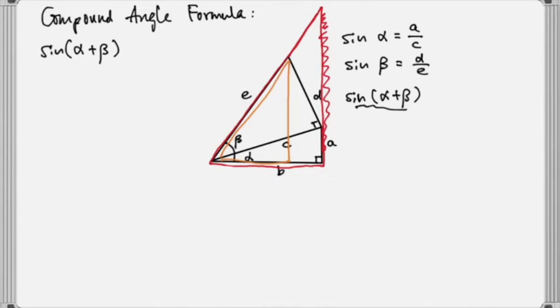and the sine of alpha plus beta is going to be this side divided by that side. Similarly, I can also use the orange triangle, which I've constructed, and the sine of that angle is going to be this side divided by that side. So which triangle should I use?